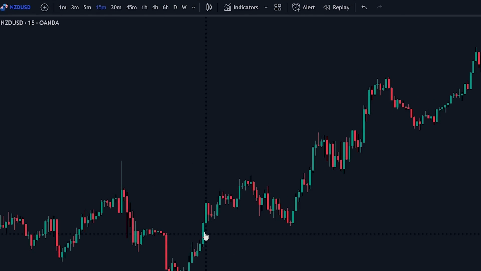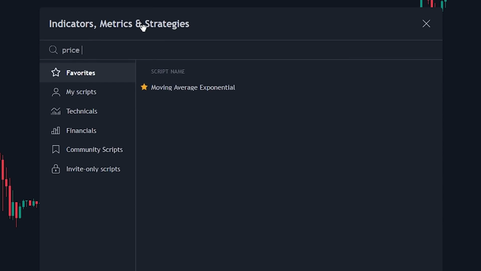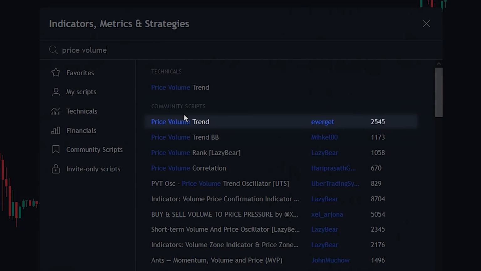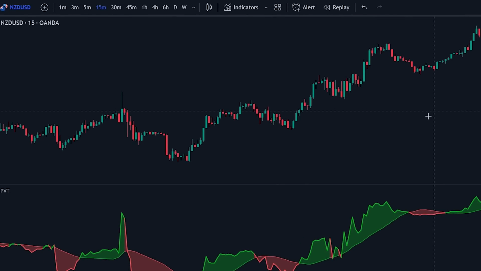Let's first add the indicator to the chart. Head over to the Indicator Search tab and search for the Price Volume Trend Indicator. Select the indicator made by Everget and add it to the chart. Now let's take a look at what the different components of the indicator are and how they work.